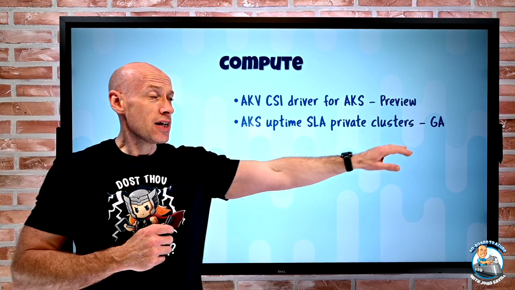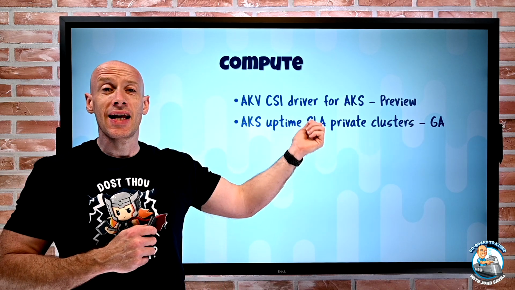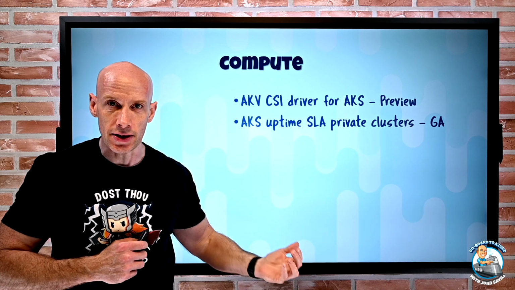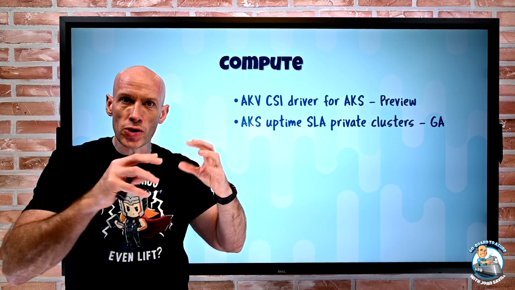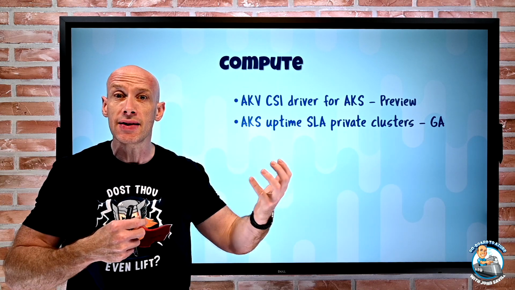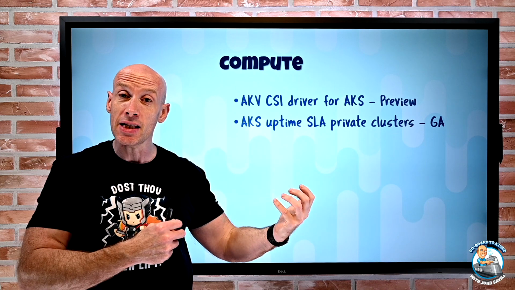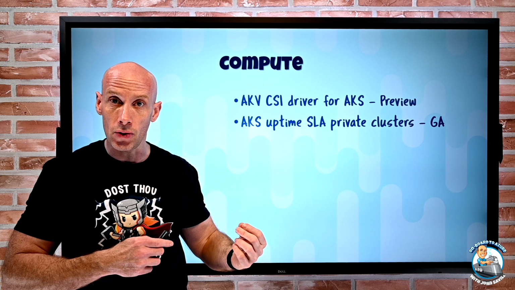There is now the generally available AKS Uptime SLA option for private clusters. Remember, an AKS private cluster just has all those management IPs in the regular private RFC 1918 IP space, and then uses private endpoints to actually get to your worker nodes.